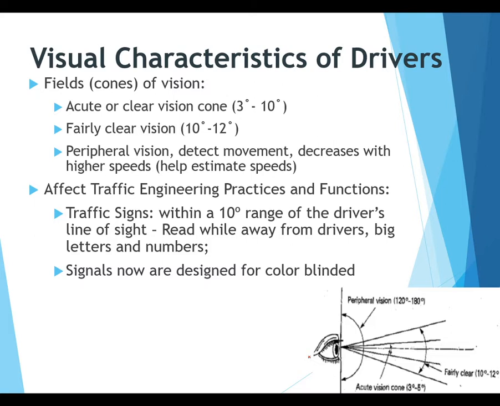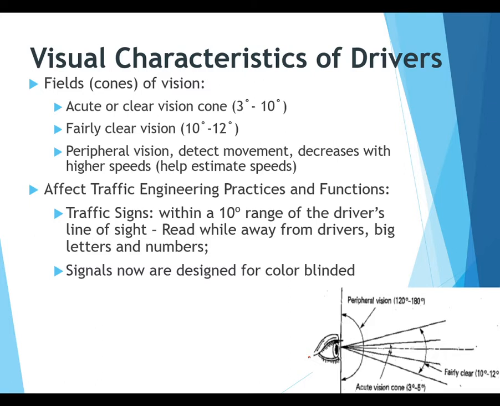And we always want to design the signs to be within this 10-degree cone of both the fairly clear and accurate and clear vision, so you can read without moving the eye. You want the eye always to be in front of you. You can also make the letters and numbers big enough so you can get the message as fast as possible. And also a very important part is color blindness.